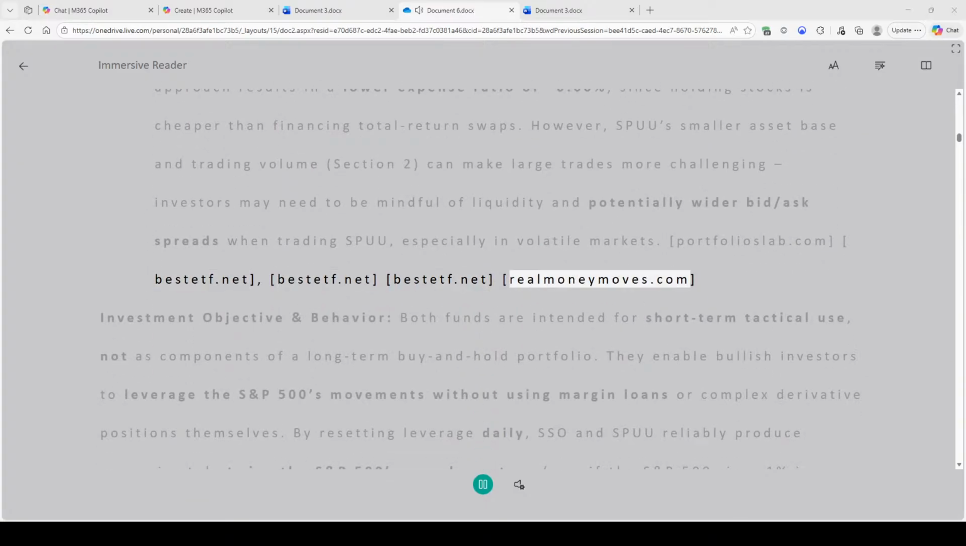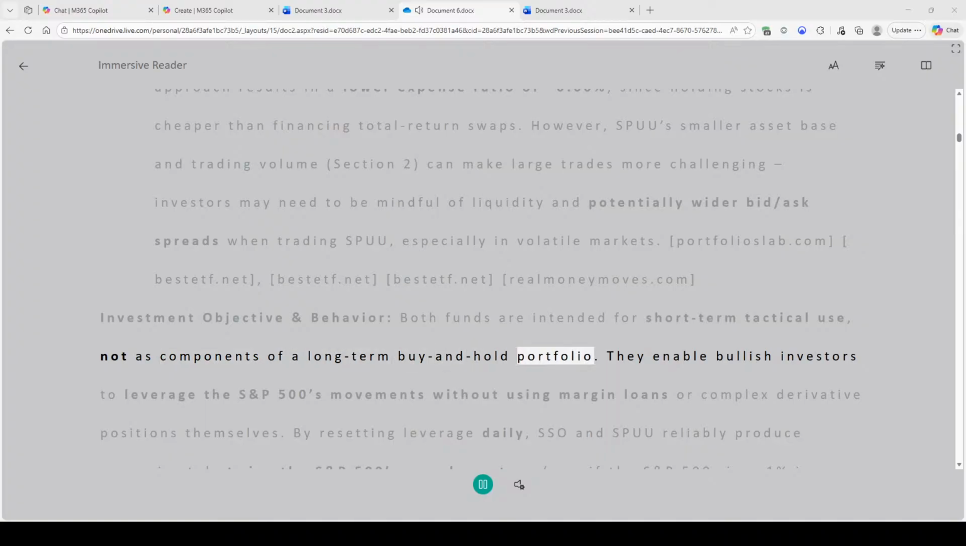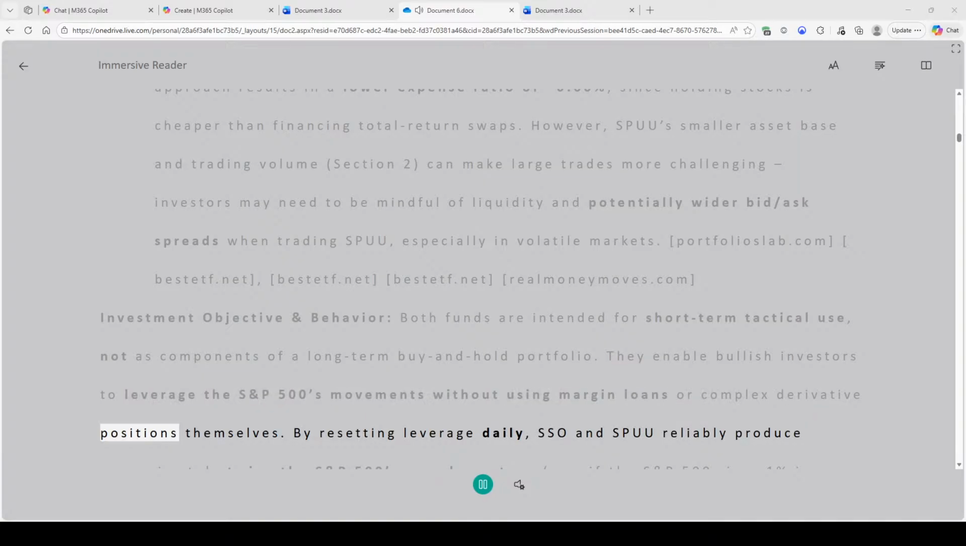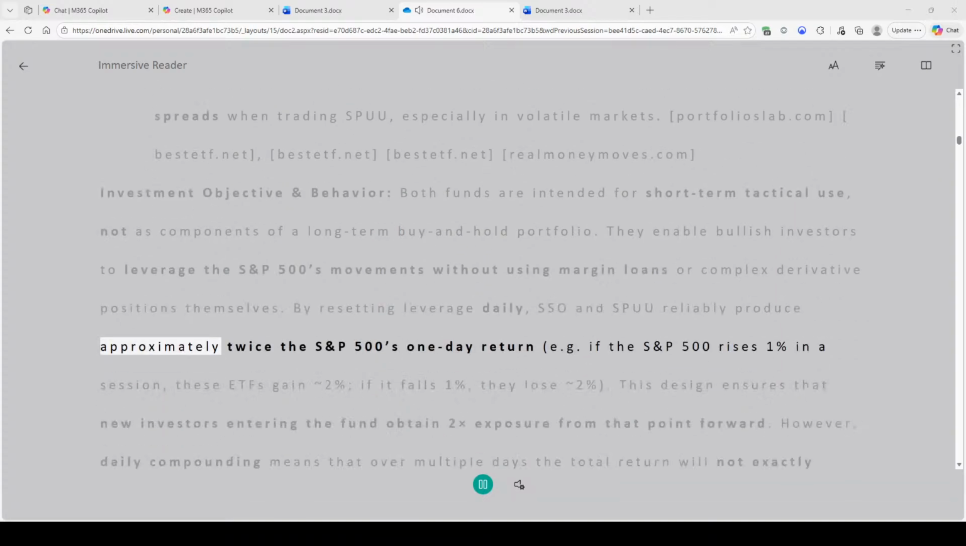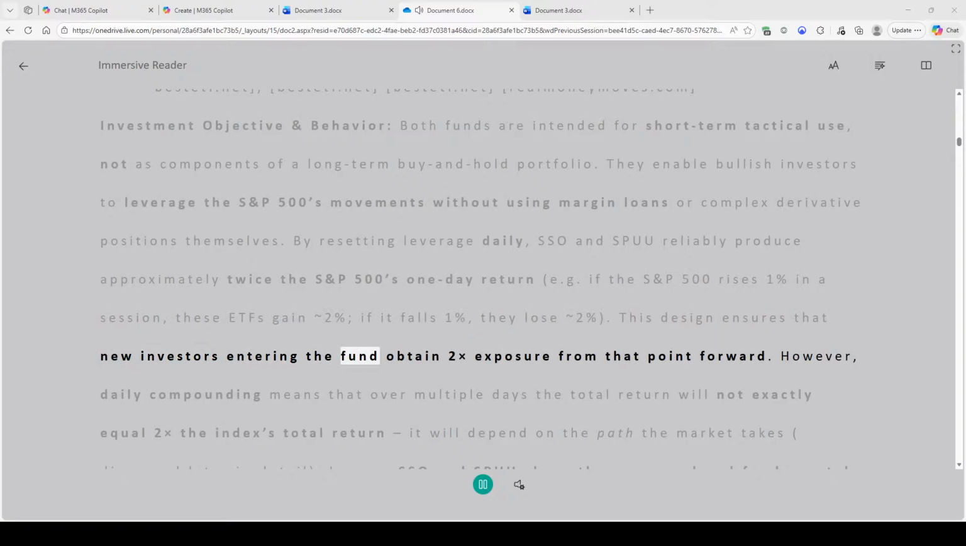Investment objective and behavior. Both funds are intended for short-term tactical use, not as components of a long-term buy and hold portfolio. They enable bullish investors to leverage the S&P 500's movements without using margin loans or complex derivative positions themselves. By resetting leverage daily, SSO and SPUU reliably produce approximately twice the S&P 500's one-day return, e.g. if the S&P 500 rises 1% in a session, these ETFs gain 2%, if it falls 1%, they lose 2%. This design ensures that new investors entering the fund obtain 2 times exposure from that point forward.